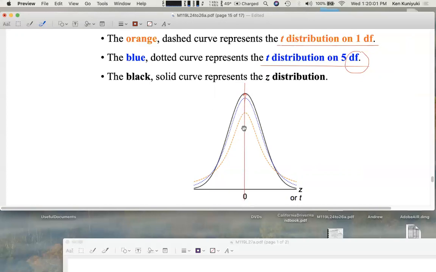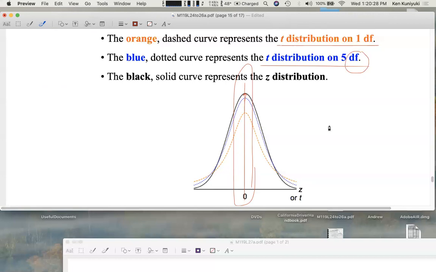And the idea is that we're going from the orange distribution, the t distribution on 1 degree of freedom, to the t distribution on 5 degrees of freedom, up towards this z distribution over here. So it's getting taller near the mean, and it's getting thinner near the tails. And the standard deviation is getting smaller and smaller. We're getting more and more bunched up around the mean line of 0 as we go from the orange curve to the blue to the black.